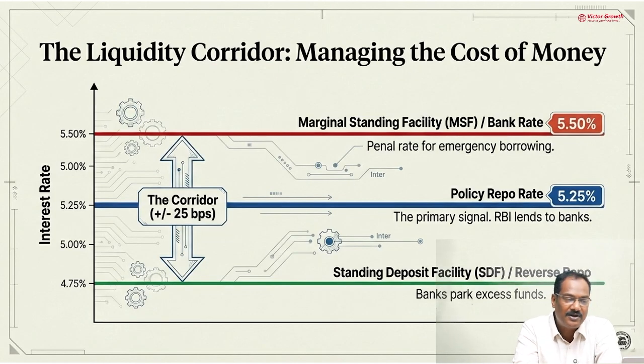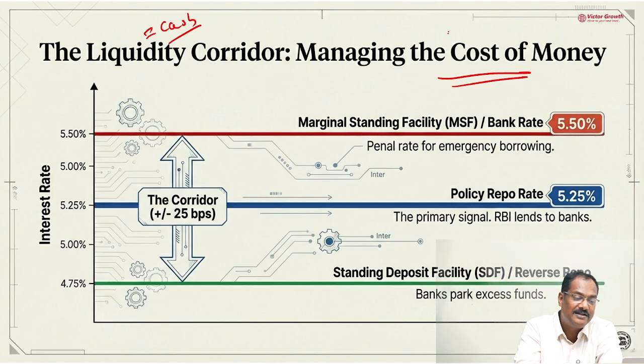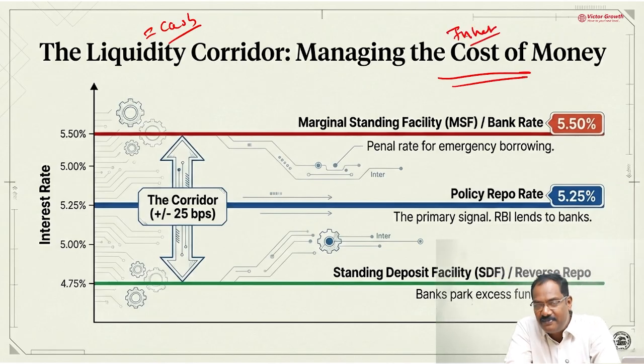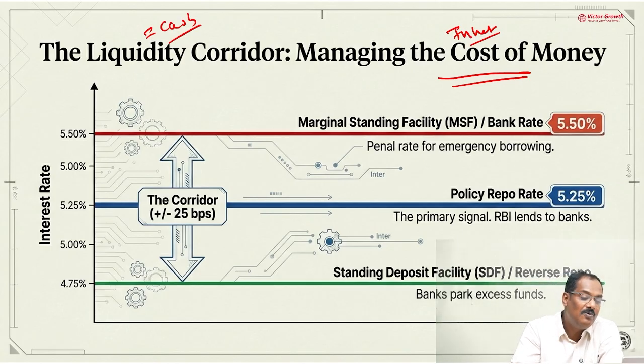Okay, liquidity corridor. Liquidity means cash availability; the moment I say liquidity, you have to say cash availability. It is about managing the cost of the money. That means what is the interest rate for getting 1 lakh as a loan? How much cost are you putting on it? That is interest. So now, the marginal standing facility or the bank rate.